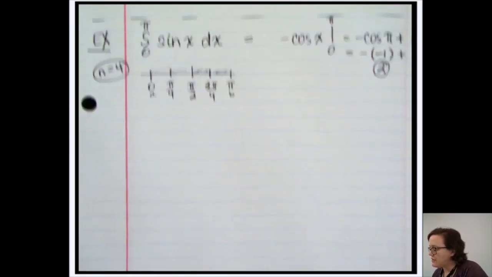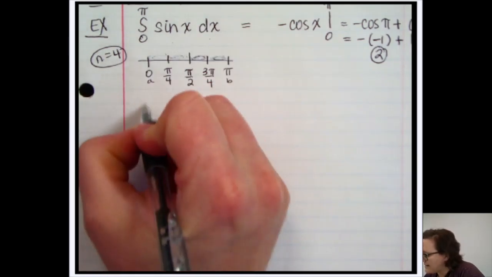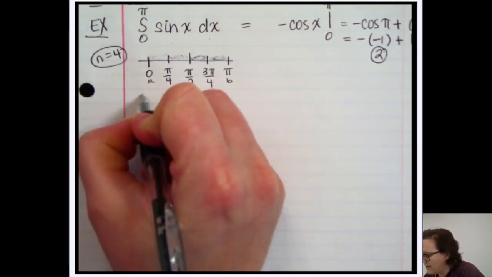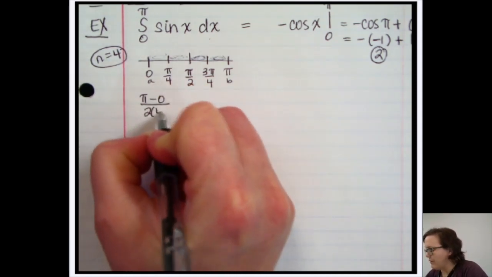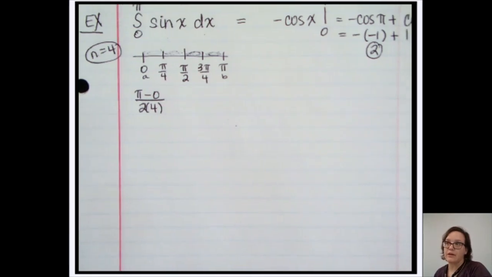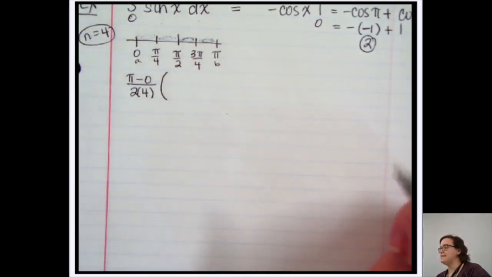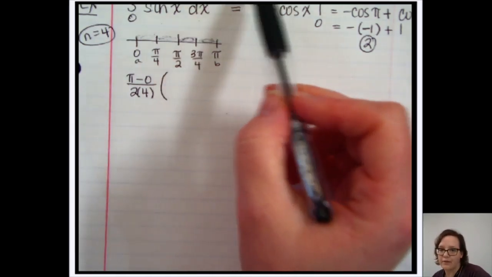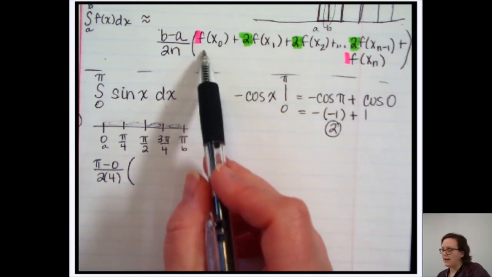Now let's just use our formula. It says if we're going to do this, we take b minus a, so pi minus 0 over 2n. So now we have 2 times 4. So that's that outside. And then we have to take it times our y values that we had up here. So now f of x naught.